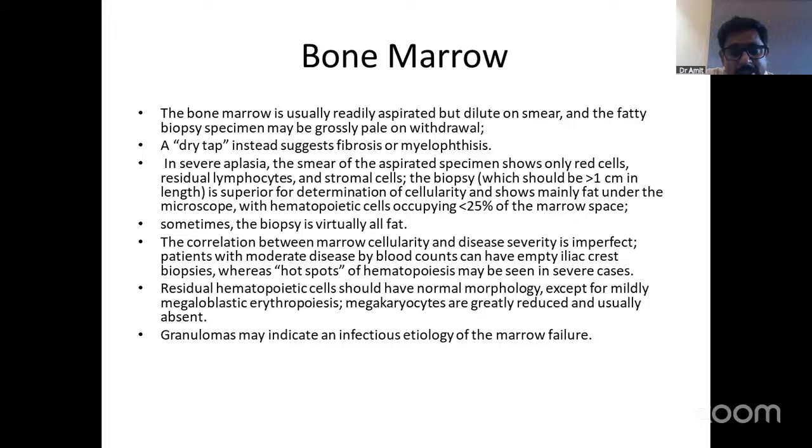Residual hematopoietic cells should have a normal morphology, except for mildly megaloblastic erythropoiesis, and megakaryocytes are greatly reduced and usually absent. And if you are able to see granulomas, start thinking of an infectious etiology of marrow failure, especially disseminated tuberculosis, which is fairly common in our part of the country.